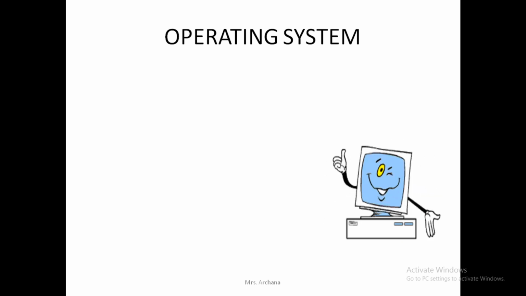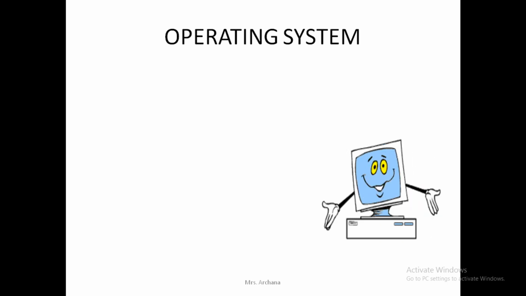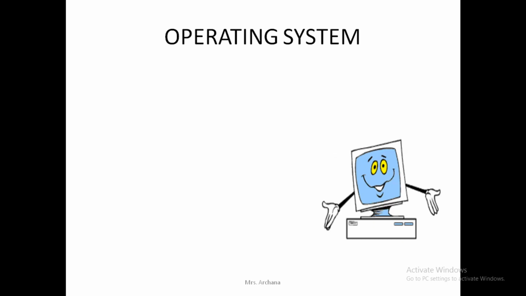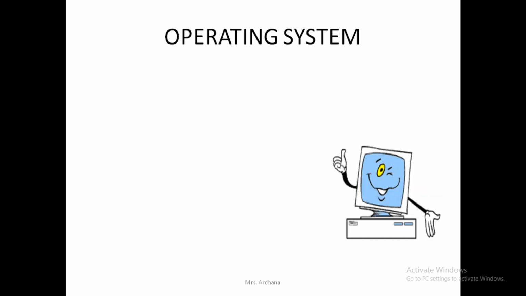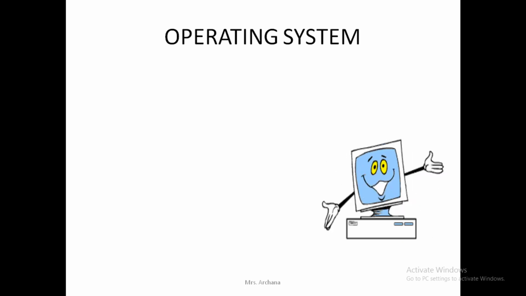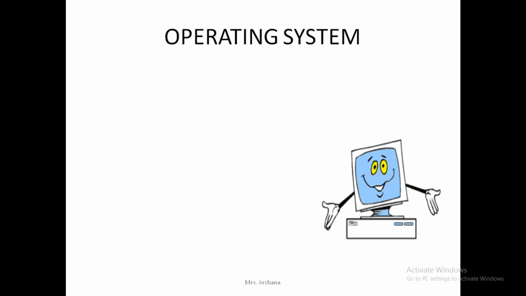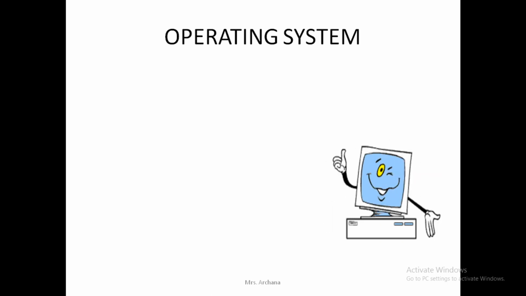From the beginning till now, many operating systems have been used, but the most popular or common operating systems are MS-DOS, MS Windows, Linux, Mac OS and BOS. Linux and Unix are freely available operating systems.